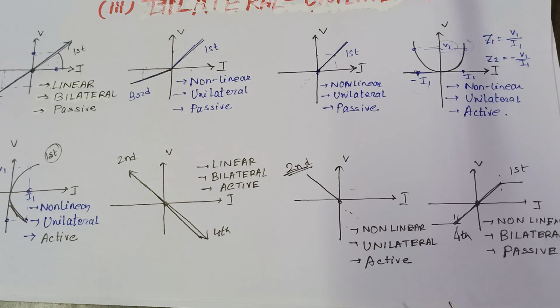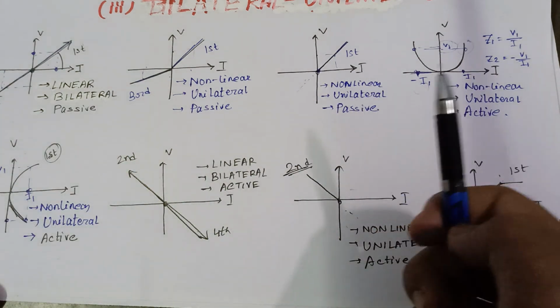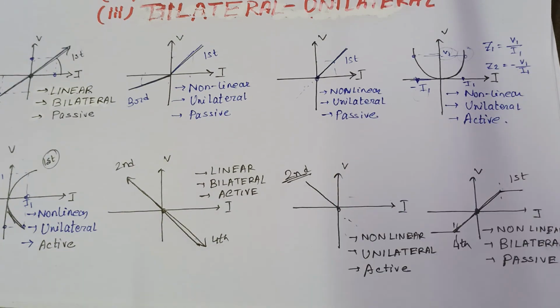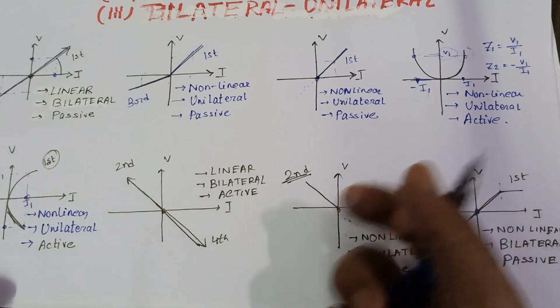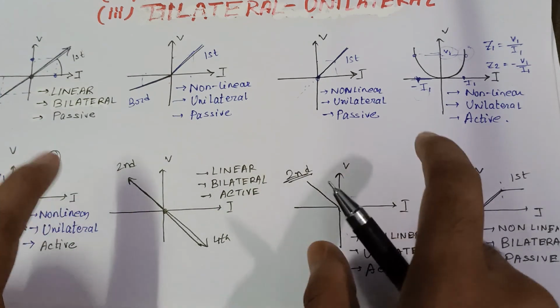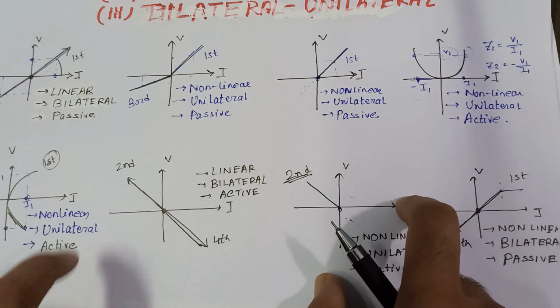So till now we have completed the classification of elements and the analysis of VI characteristics, and in our next lecture we will classify the circuit sources. I mean, what type of sources are used in a circuit. So up to this, I think the classification of elements is clear to you.